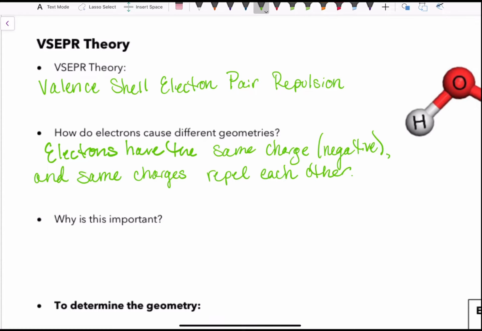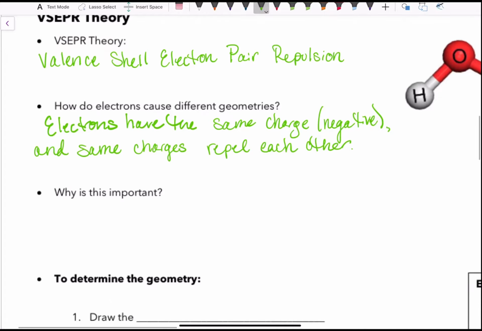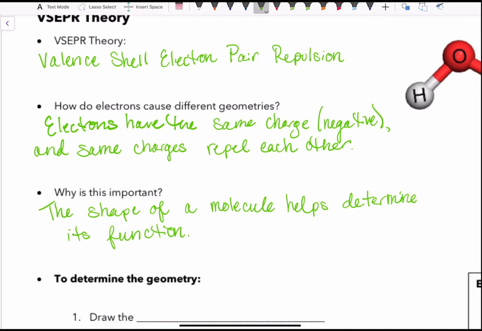It won't work. And the reason this is important is because the shape of a molecule helps determine its function. And beyond that, where the lone pairs are on the molecule will determine some of the properties of this molecule as well. How volatile is it? How stable is it as well?